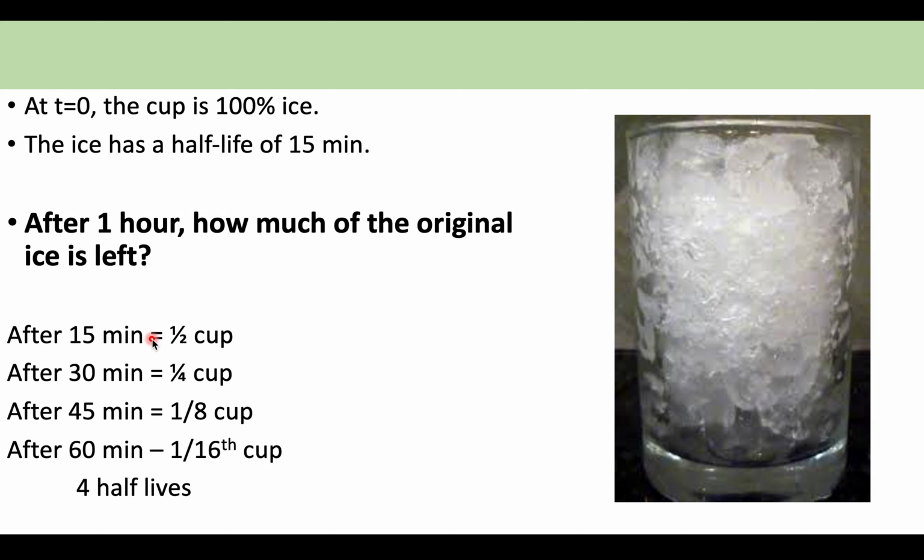So after 15 minutes, after 1 half-life, we'd have 1/2 of a cup of ice, because we cut the 100%, or the full cup, in half. After a second half-life, we'd have 1/4 of a cup. So we cut that in half. After a third half-life, we cut that quarter in half, we get 1/8. After a fourth half-life, which would bring us to 60 minutes, we cut that 1/8 in half again, and we would have 1/16 of a cup left.